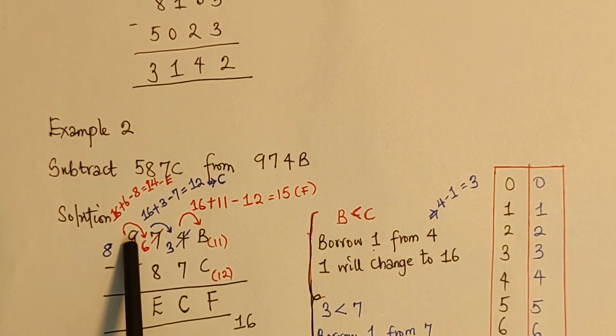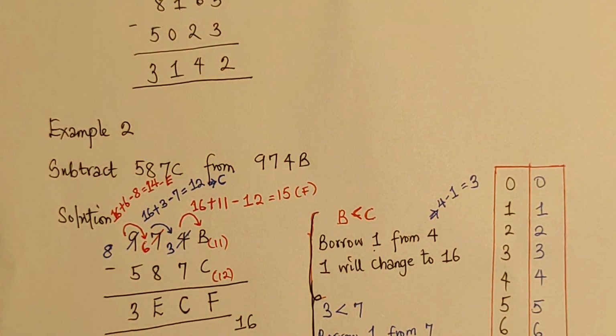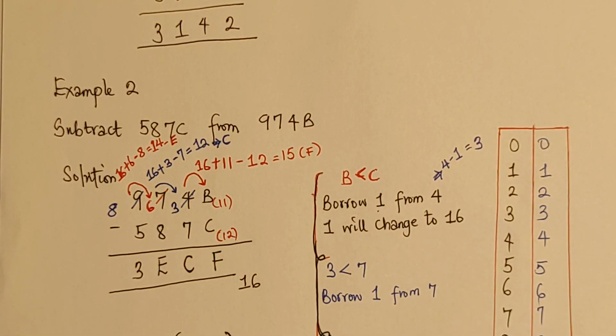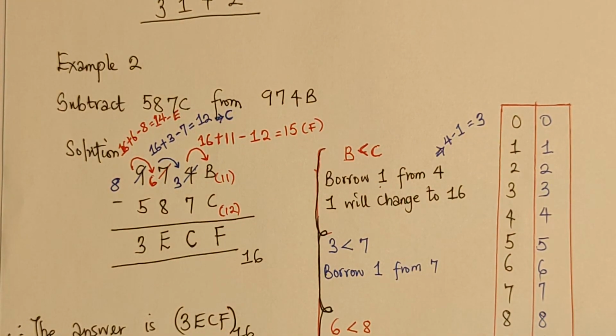Remember, when you borrowed 1 here, it changed from 9 to 8, because 9 minus 1 will be 8. So at this part, we're left with 8. So 8 minus 5 will be 3. So at the end of the day, our answer will be 3ECF in base 16.